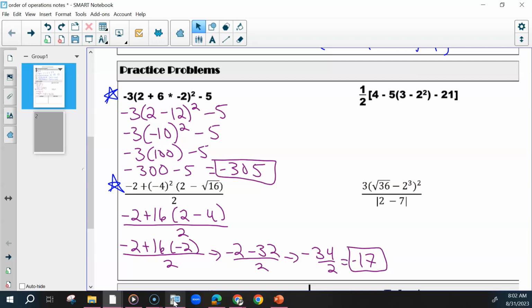Then multiplication, multiply the negative 3 and 100, and then subtraction. So negative 305 should have been that correct answer. What questions do we have on that?